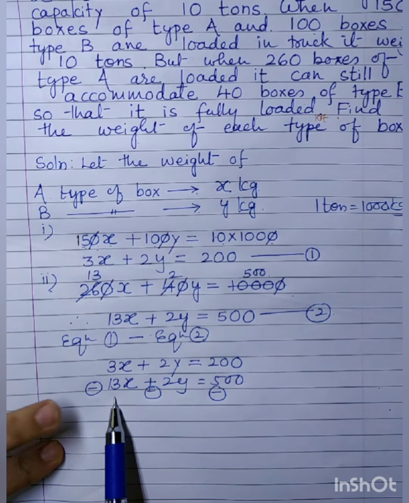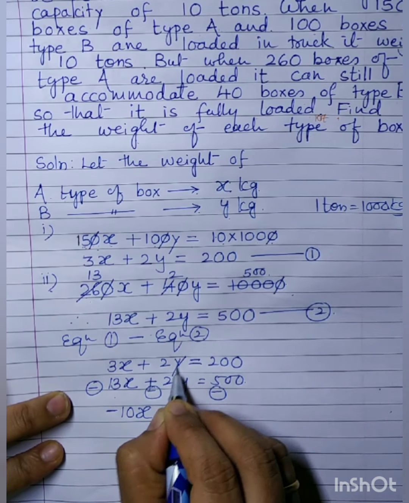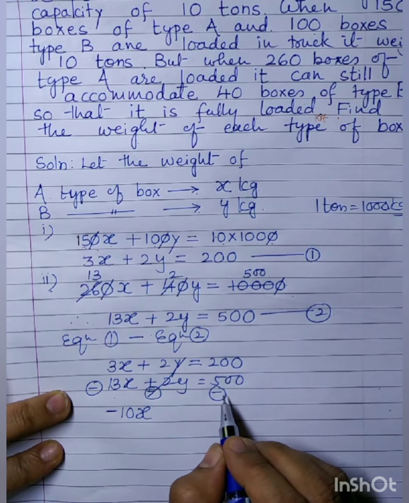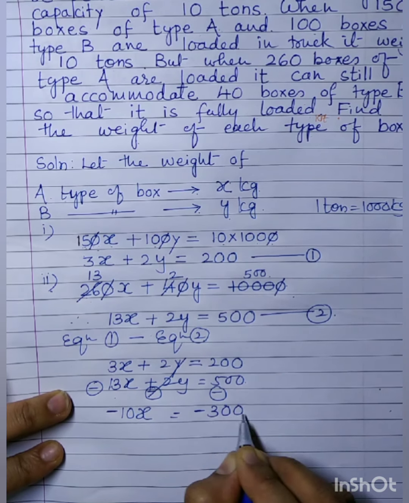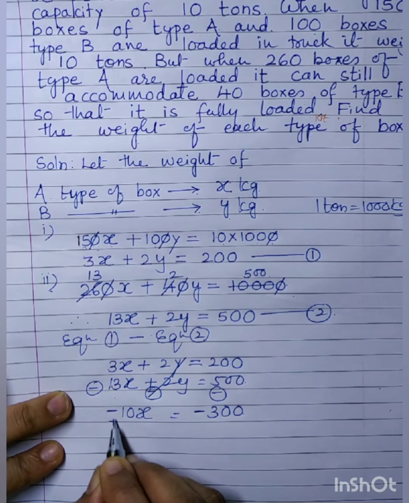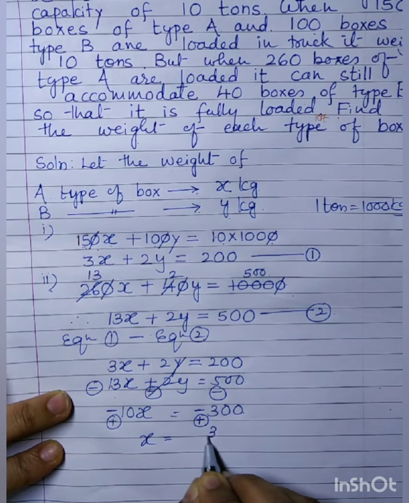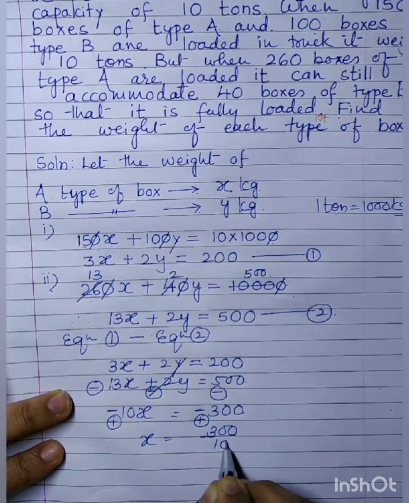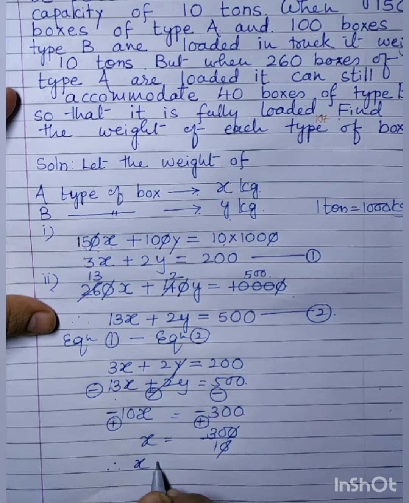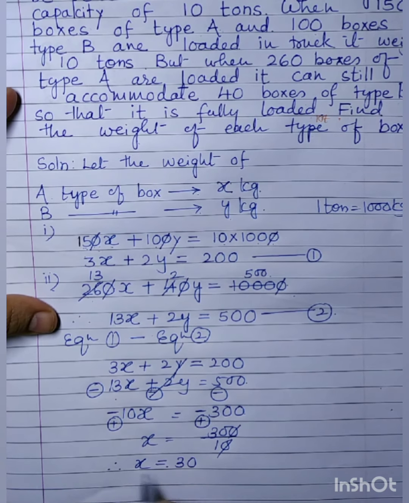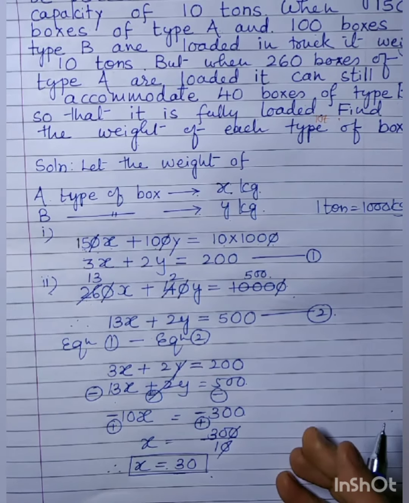3 minus 13, remember it is minus 10x only, plus 2y minus 2y gets cancelled. 200 minus 500 will also be what? Minus 300, right? So both sides you can make positive. Single terms they are. X equals 300 upon 10. So the value of x is equal to 30. Weight of A type of box is obtained here.